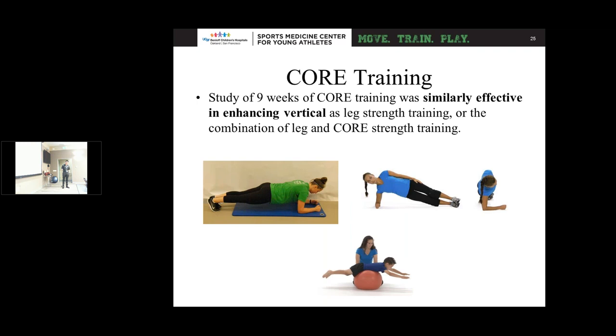So we talk about this core training, doing planks, side planks, Supermans on the ball, a lot of different strengthening exercises. But the reason I bring this core training up is there's a study of 9 weeks of core training, and they compared that to doing leg strength training or a combination, right? And they found that it was similarly effective. If you do a bunch of jump or leg strengthening, you're putting stress on your joints and muscle, versus you can take some of that stress away by doing some core strengthening and still get the same benefit. So that's a positive thing.